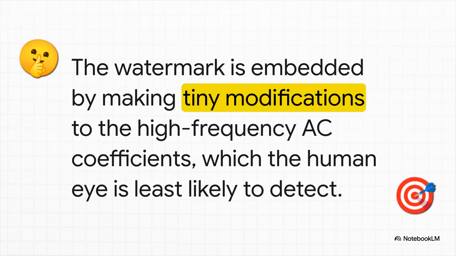And that is the secret. You hide the data in the places our eyes are lazy. You make tiny little changes to those 63 AC coefficients, the ones controlling the details we barely notice anyway. But you leave that super important DC coefficient completely alone. You don't touch the average brightness. And by doing that, you can embed your information in a way that is, for all practical purposes, completely invisible to us.